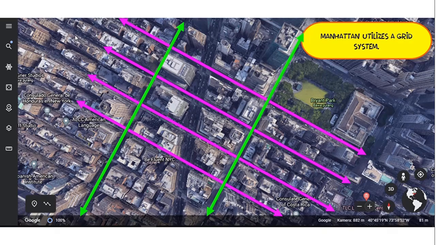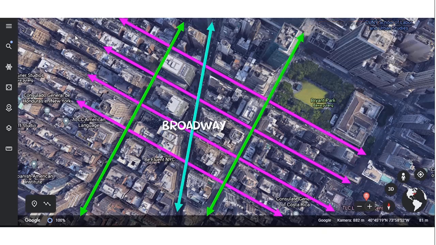And looking at the map this way should help us to better understand why, for the most part, Manhattan utilizes a grid system. Now notice that Times Square is located along a street that traverses this grid system. You have probably heard of the street before. It's called Broadway, and Broadway is unique because it does not run parallel to any of the other streets on the grid.